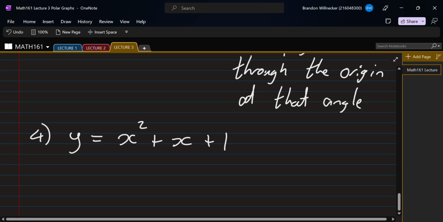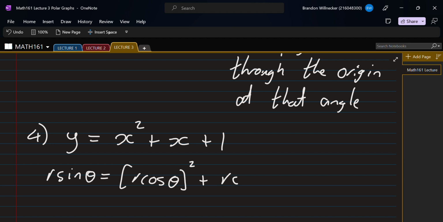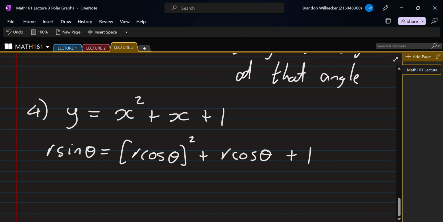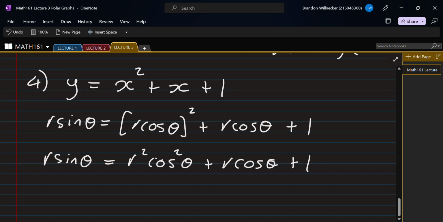So as we did before, we're going to make the substitution. So we get r sine theta is equal to r cos theta squared plus r cos theta plus 1. Okay, now we can square that term. We get r sine theta is equal to r squared cos squared theta plus r cos theta plus 1. Okay, now we don't want to leave it in this form. We want a function r of theta, like we want a graph y of x.